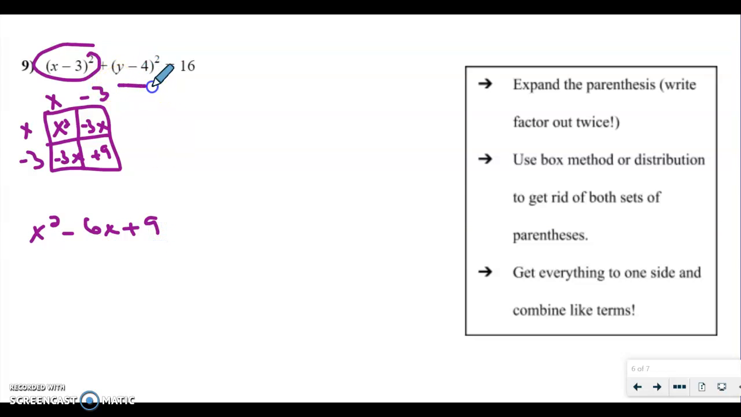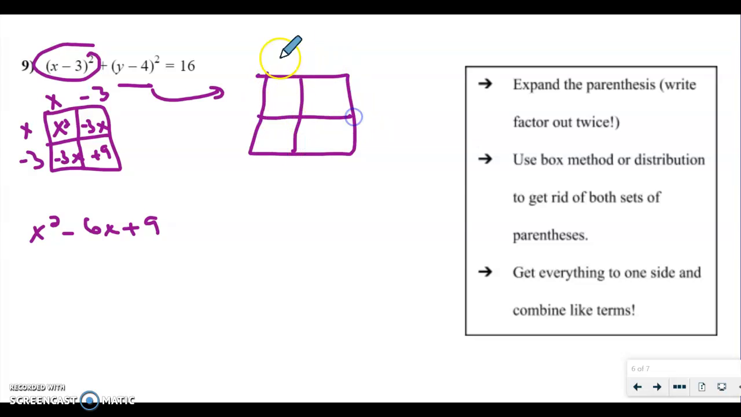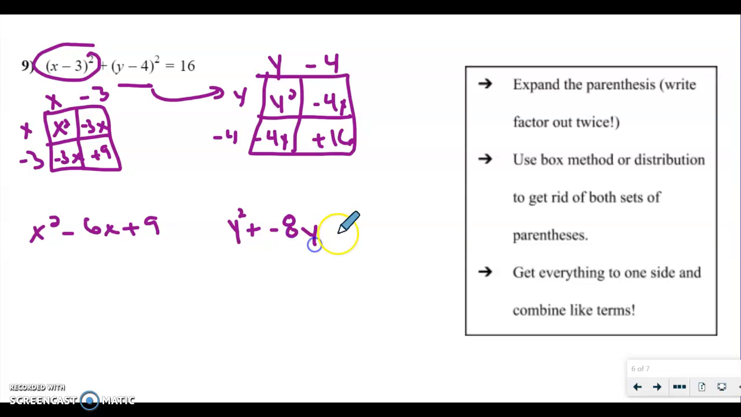Now we're going to do the same thing with y minus 4. We're going to take y minus 4 times y minus 4. So I have y squared minus 4y minus 4y plus 16. So that ends up being y squared plus negative 8y plus 16. So we're adding these two quantities and it's going to equal 16.